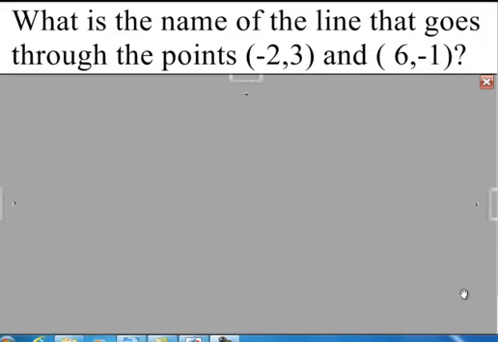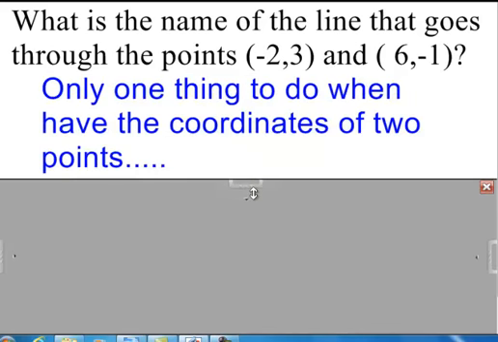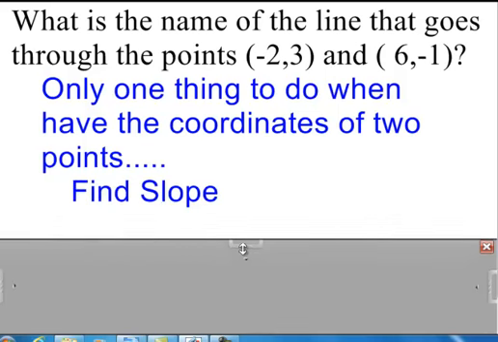The only way you're ever really going to understand all this is if we walk through the different steps of actually finding the name of a line. So let's start with, what's the name of the line that goes through the points -2, 3, and 6, -1? Well, the first thing you need to recognize is you're given 2 points. And there's only one thing you can do when you have the coordinates of 2 points. That is find slope. So what is slope?